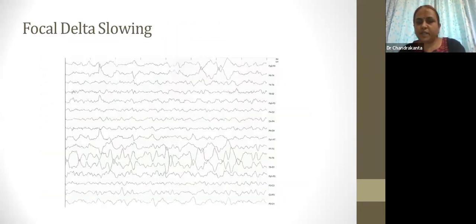Then the background abnormality can be in form of slowing of the wave. So this is showing you the focal slow delta waves. If you see here, in comparison to the rest of the EEG, here waves are faster, they are not so high amplitude. Here it is delta frequency range. So we are getting the focal delta slowing that can be due to some structural cause in that region. So abnormality doesn't always mean epileptiform discharges. There are so many abnormalities possible in EEG.